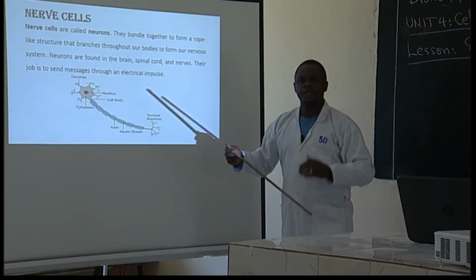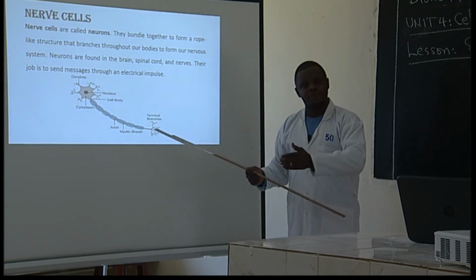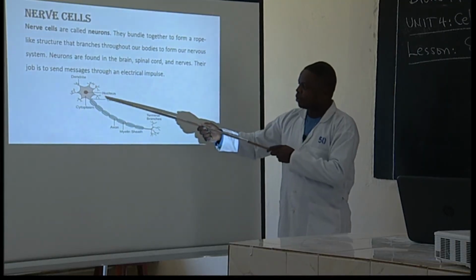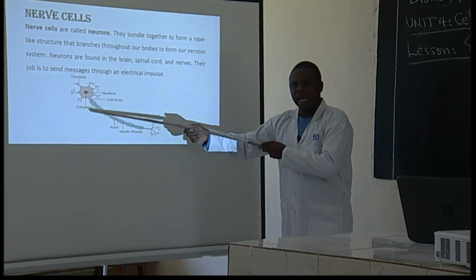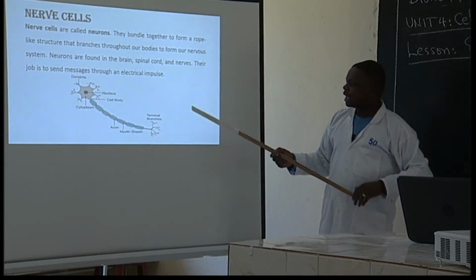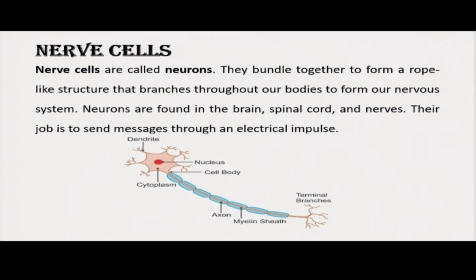This is a cell which is adapted to transmit nerve impulses from one part of the body to another. It has dendrites, it has a cell body, it has the nucleus to control all activities of the cell, and it has a very long axon because nerve impulses move a long distance. Then it also has the myelin sheath to insulate as well as speed the transmission of nerve impulses. Remember, nerves transmit electrical impulses.